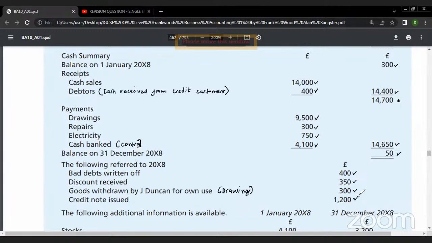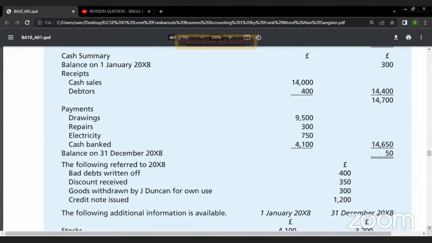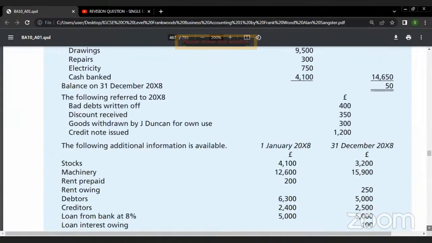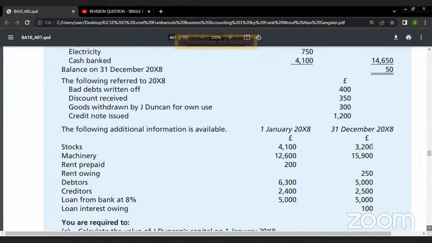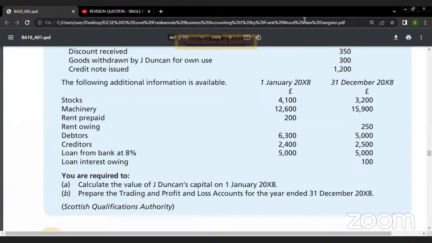Then in addition to that, you have some additional information there given. Let us also try to check on this additional information, and then we see what we have. Additional information. So they are telling us that the following additional information is available. So you have information 1st January 2008, as well as some information on 31st December 2008.